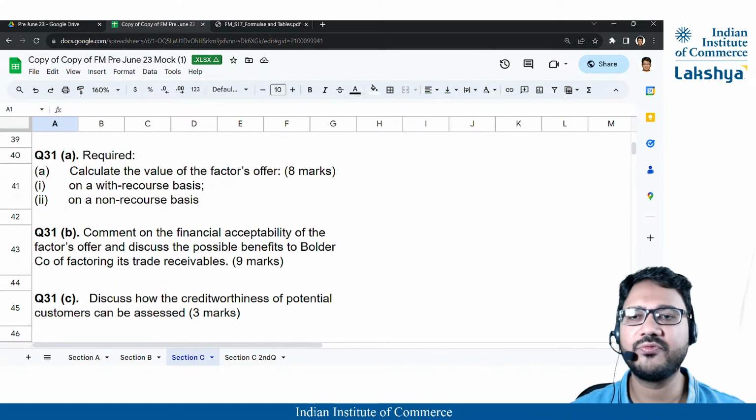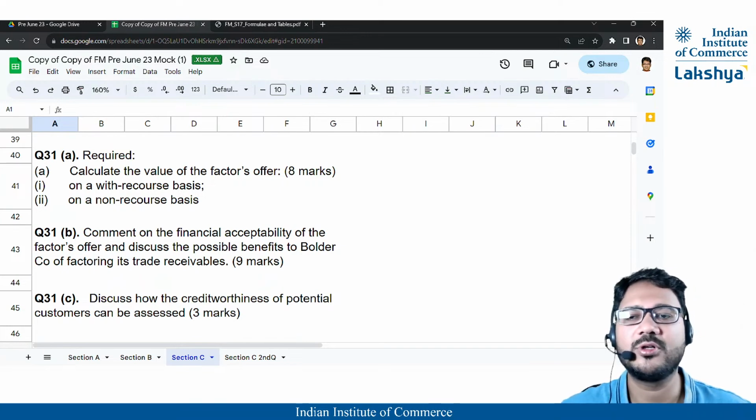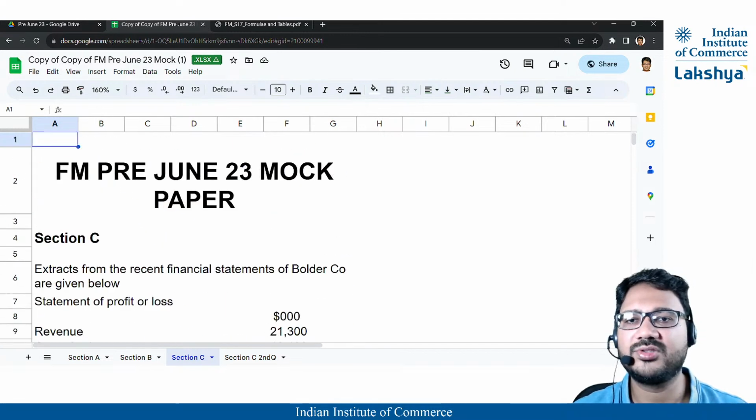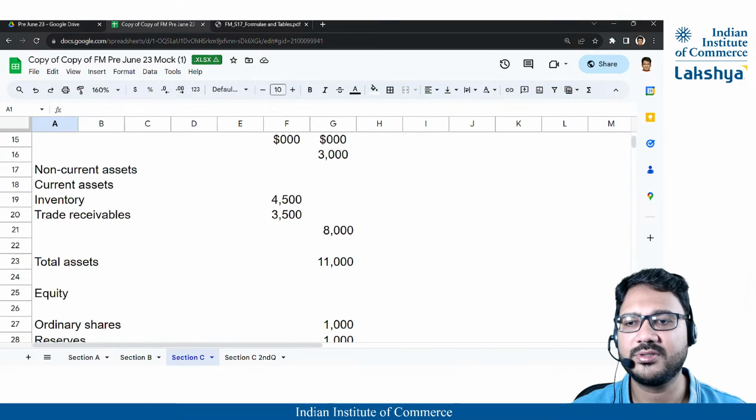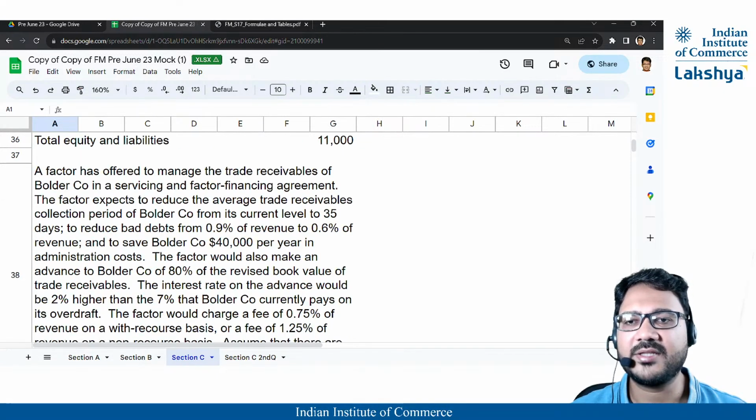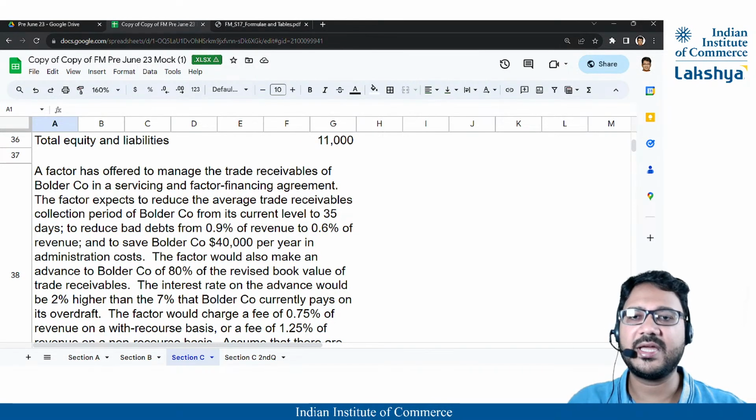Now, with recourse means that bad debts we still have to bear, and non-recourse means that bad debts will not be borne by the company. Okay, so let's just read now. Extracts are given. These are the revenue, profits, equity, everything is there. The factor has been offered to manage the trade receivables of Boulder Company in a servicing and factor financing arrangement. So both servicing and factor financing, it's going to do.